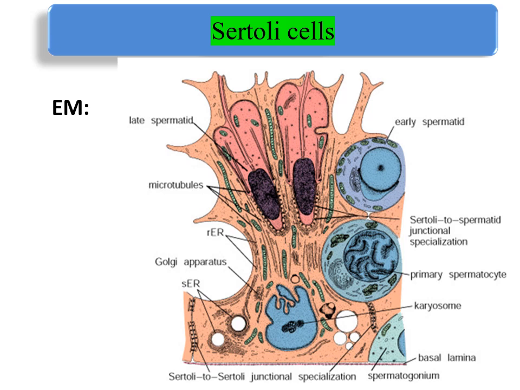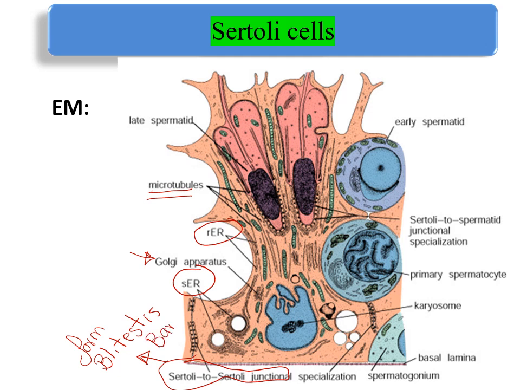By electron microscope, the Sertoli cell contains rough endoplasmic reticulum, smooth endoplasmic reticulum, Golgi apparatus, lysosomes, and microtubules for support. It contains everything that could be present in any active cell. It has junctions. The first is the Sertoli to Sertoli junction that forms the blood-testis barrier. It also has the Sertoli to spermatid junction, that by its release allows the maturation of the sperm.